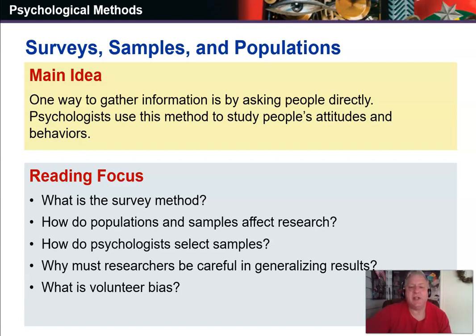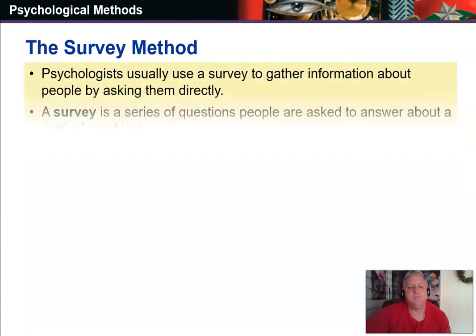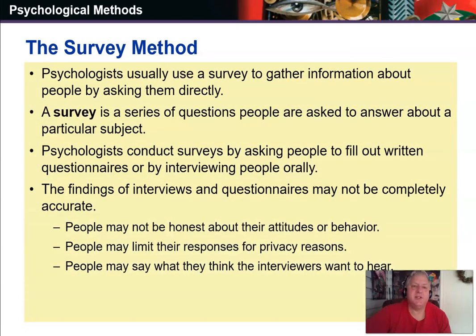How do populations and samples affect research? And how do psychologists select samples? Why must researchers be careful in generalizing the results? And what is volunteer bias? Psychologists usually use a survey to gather information about people by asking them directly. A survey is a series of questions people are asked to answer about a particular subject. Psychologists conduct surveys by asking people to fill out written questionnaires or by interviewing people orally.